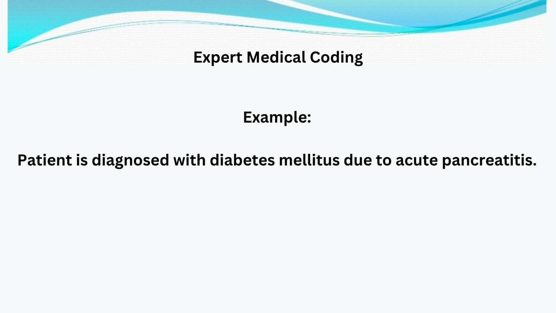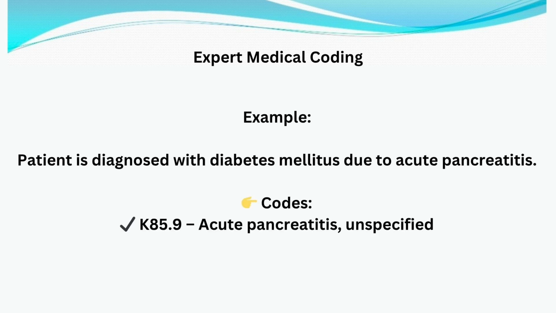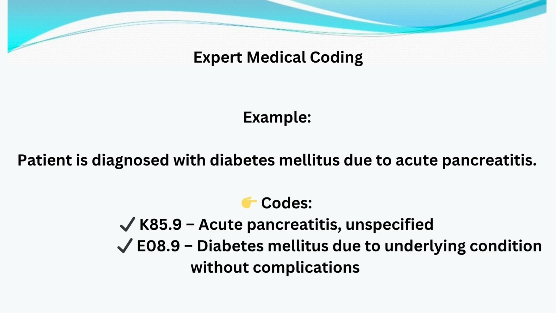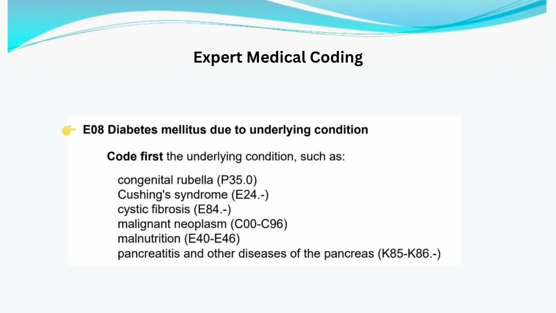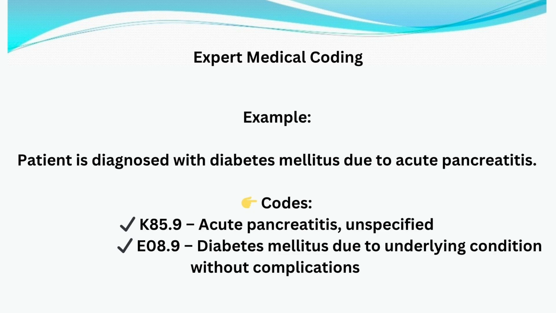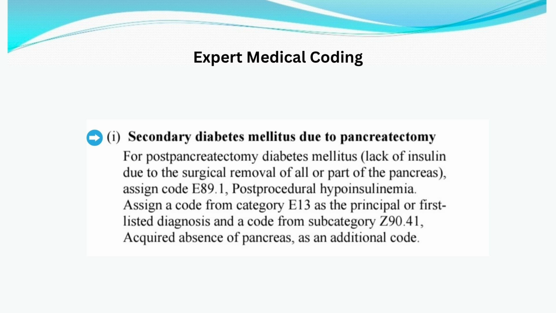The patient is diagnosed with diabetes mellitus due to acute pancreatitis. For this, we need to first code K85.9, acute pancreatitis unspecified, then E08.9, diabetes mellitus due to underlying condition without complication. Why this sequencing? Because if you go to E08 category, there we can find code first instruction. Code first pancreatitis. So based on this, we need to first assign K85.9, acute pancreatitis unspecified, and then E08.9 code. Let's continue with the next guideline.